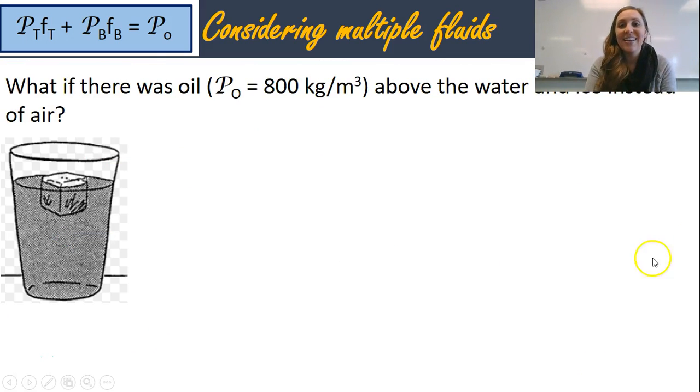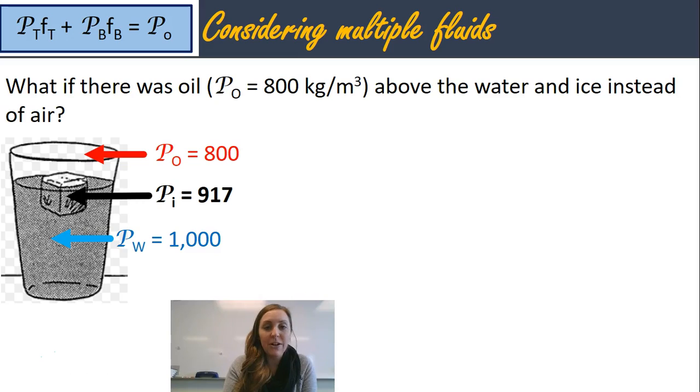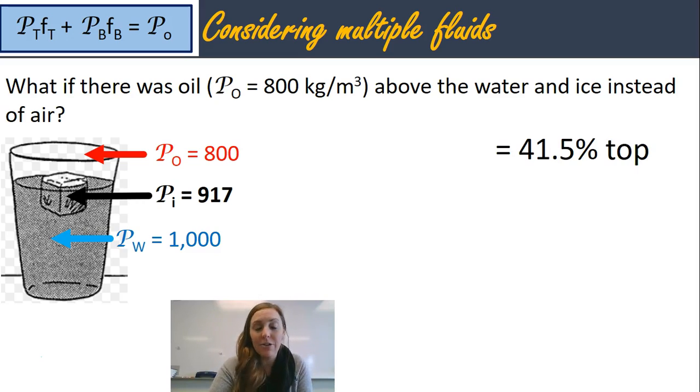Okay, here's another one. So for this one, what if there was oil above the water instead of ice? And oil has a density of 800 kilograms per meter cube. So let's bring in those variables. I'm going to give you the answer, and you're actually going to solve it on your own. So you're redoing a very similar problem, but now there's no air on top.